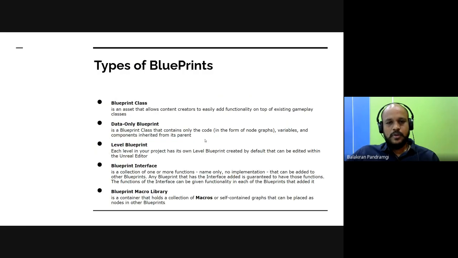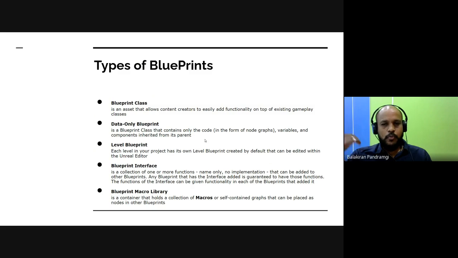Now the types of blueprints. When we get into the subject you will come across these points. Blueprint classes, which is what we are going to use today. Once you get into the blueprint class you'll get actor, pawn, character, and so on, and I will let you know what to choose. The blueprint class is an asset that allows content creators to easily add functionality on top of any gameplay. I have kept basic points only here.